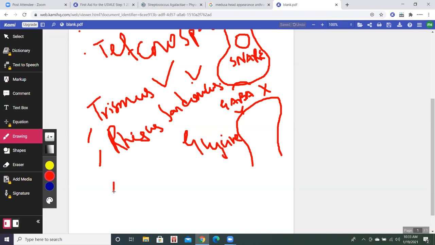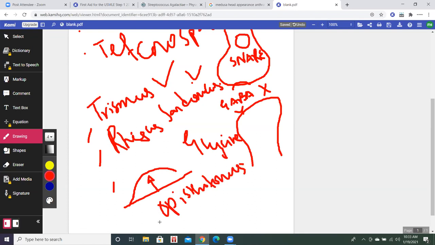Another one is that in extreme conditions, these patients have a curved back all the way like this. They have a curving of the back, and this curving of the back is due to extreme spastic paralysis of the back muscle. And this is known as opisthotonus.